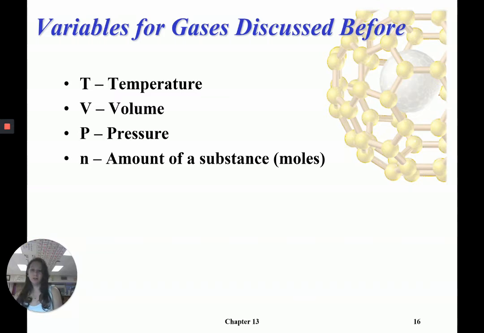And for each of these 4, we are going to hold 2 of these variables constant. We're not going to change them. And holding those 2 constant, we're going to look at the other 2 and their relationship to each other. Now, it's important to know that these relationships only exist if you are holding the other 2 constant.